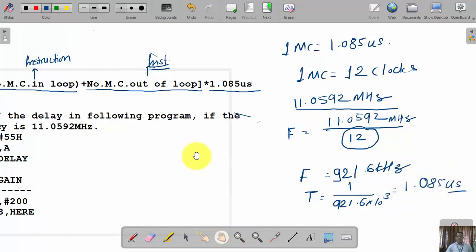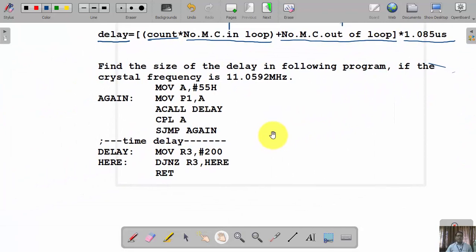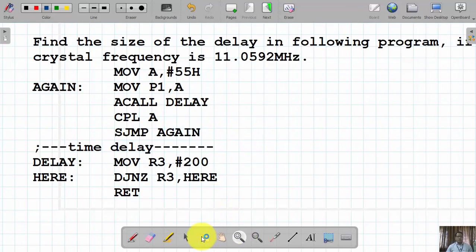Now let us consider one simple example. So this example will clear exactly how much amount of delay, or how exactly the delay is provided. So we are here with this simple program statement. Find the size of delay in the following program if the crystal frequency is 11.0592 megahertz. Right? So here this is the program.